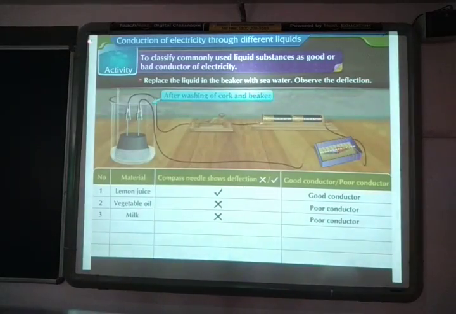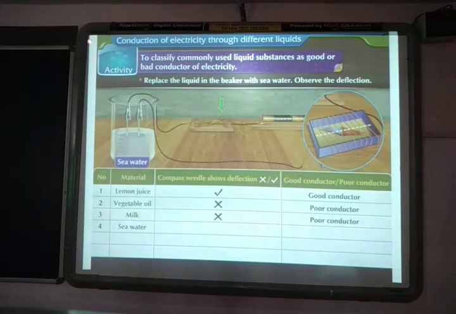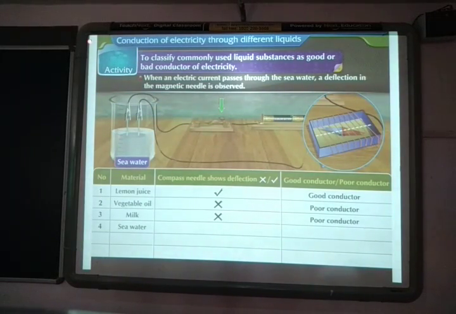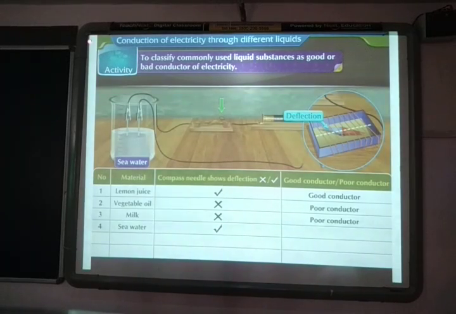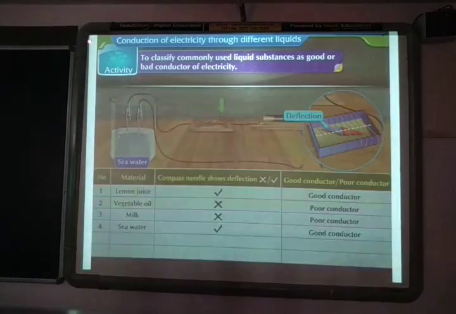Replace the liquid in the beaker with seawater and observe the deflection. When an electric current passes through the seawater, a deflection in the magnetic needle is observed. This indicates that the seawater is a good conductor of electricity.